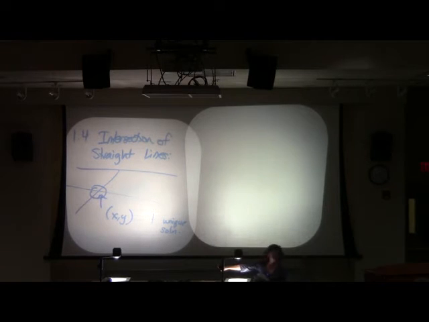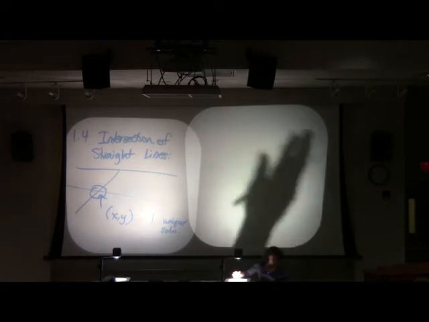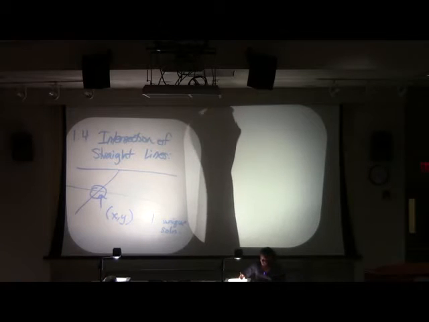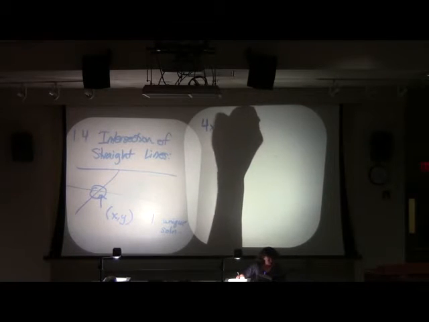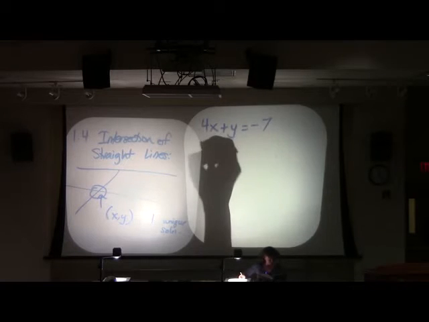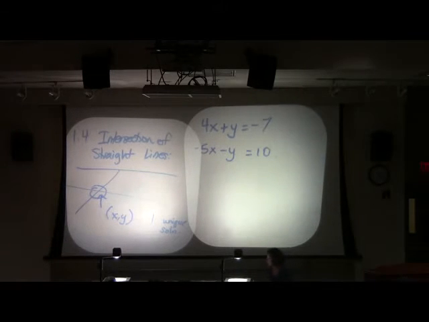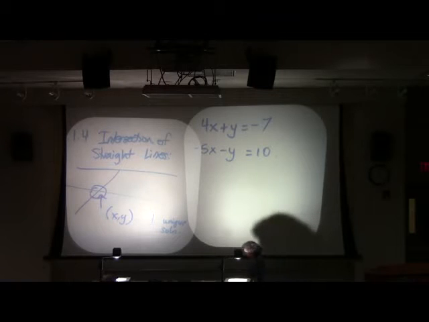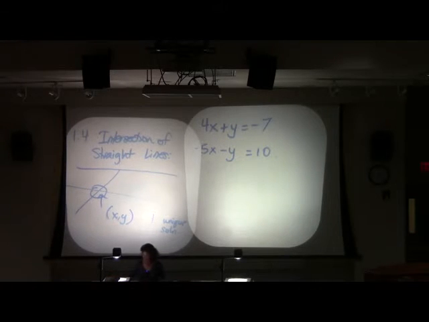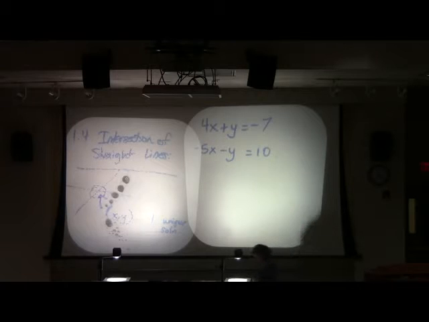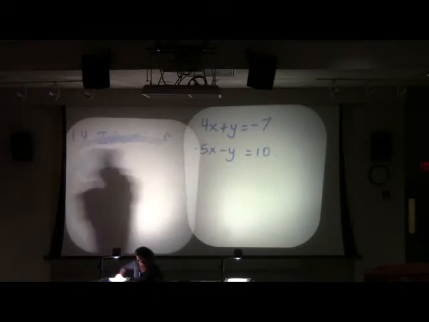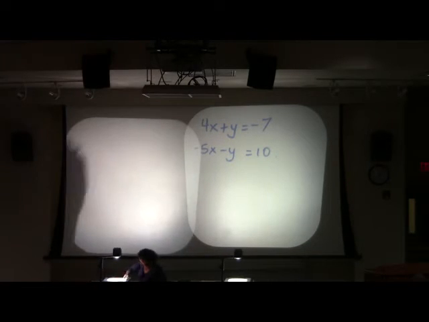I'll write my rules over there, and we'll just work through these. So, what if I have 4x plus y equals -7, and -5x minus y equals 10? And what I want to do is find where these lines intersect. Now, the first technique I'm going to show you is the addition or the elimination method. So let's do it.